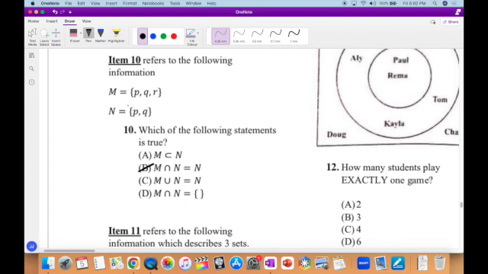If you really look at this, this is M and this is N, and M has P, Q, and R in it, and N just has P, Q in it, then the intersection of M and N is the set N.